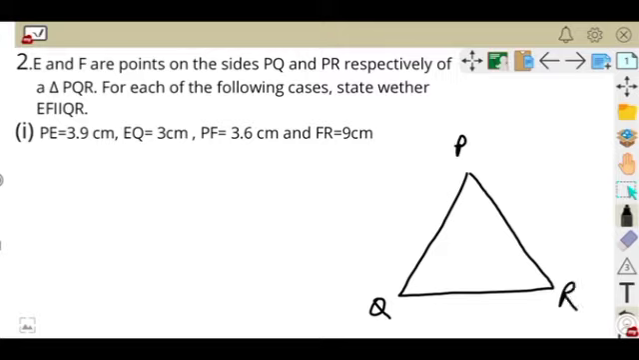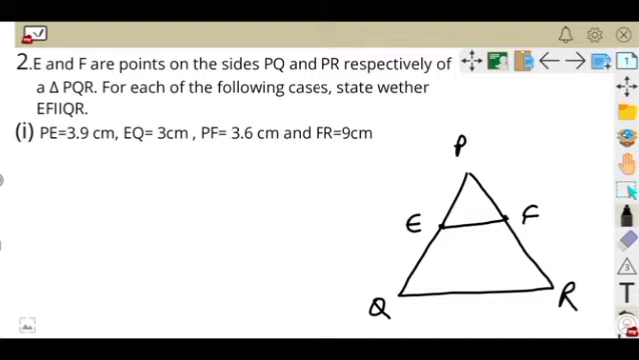E and F are the points on PQ and PR. So this point is E, and this is F. Now E lies on PQ and F lies on PR.